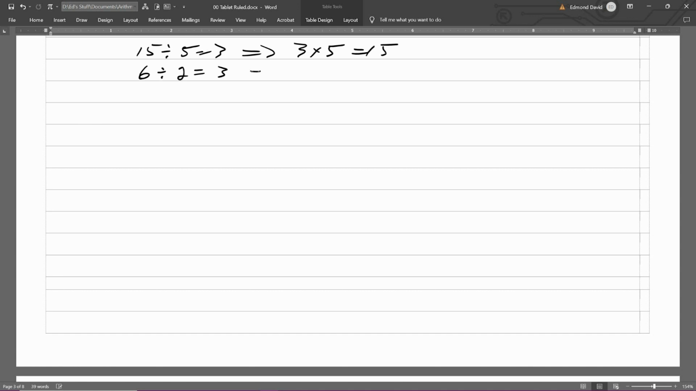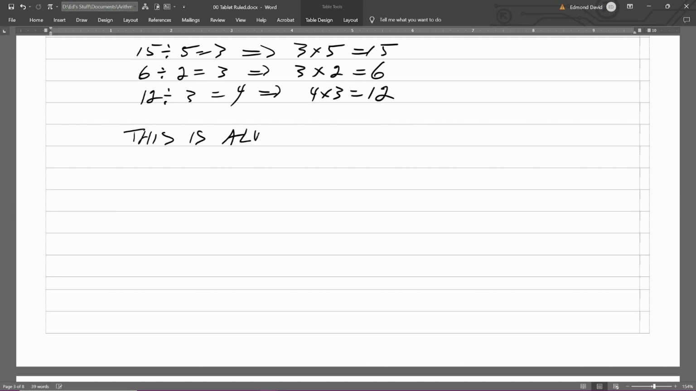Also, 6 divided by 2 equals 3 implies 3 times 2 equals 6. And 12 divided by 3 equals 4 implies 4 times 3 equals 12, and so on. This is always true. And this is the idea of division.